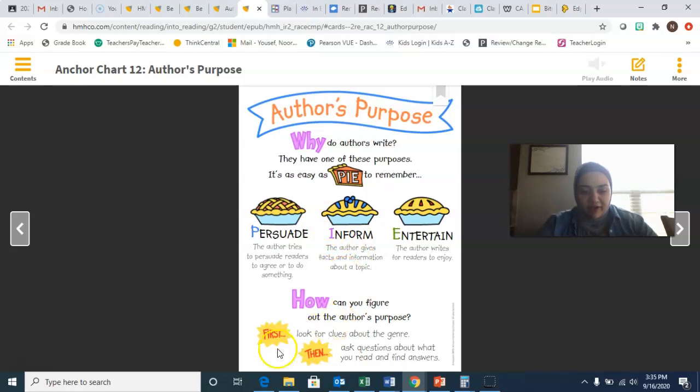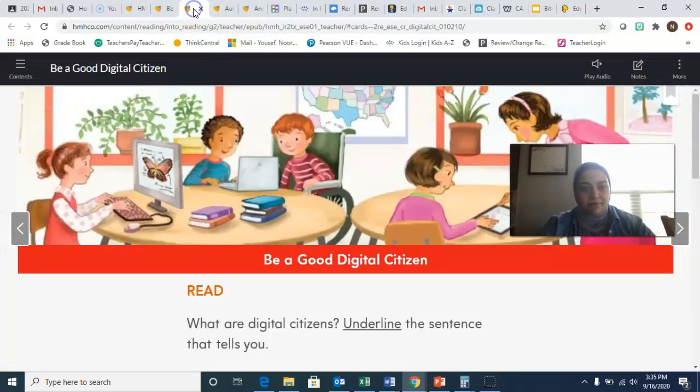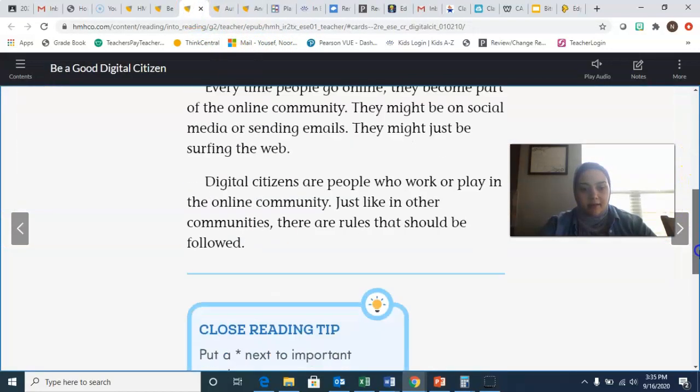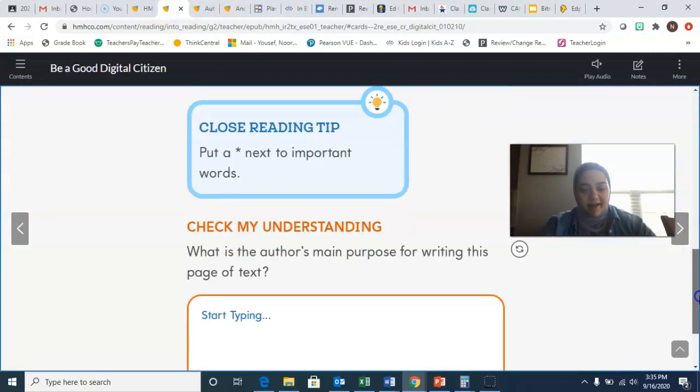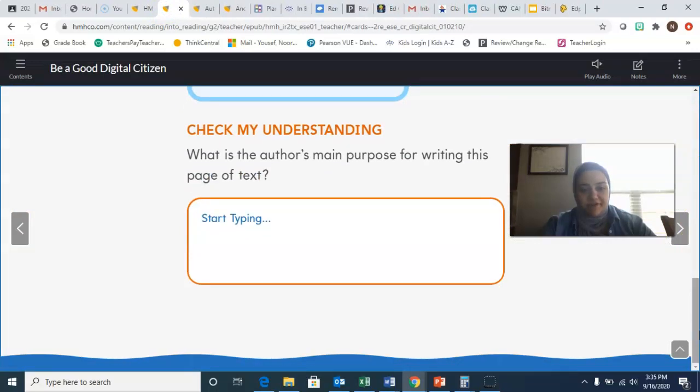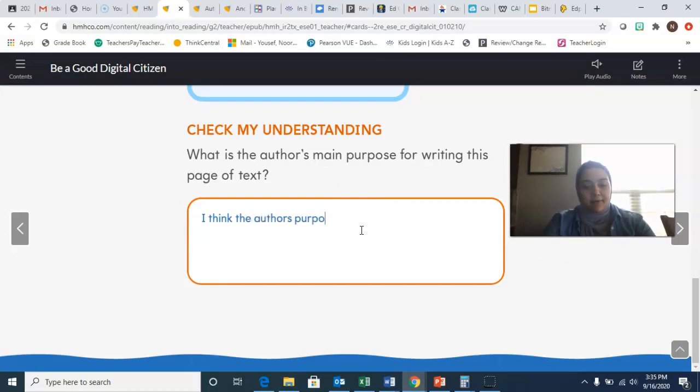So how can you figure it out? First, look for clues about the genre, and then ask questions about what you read and find the answers. So let's go back to the story. All right. Oops. I opened it twice. There we are. All right. Check for the author's main purpose for writing this page. So I think the author's purpose of writing this article is to what? What did we say? To inform.